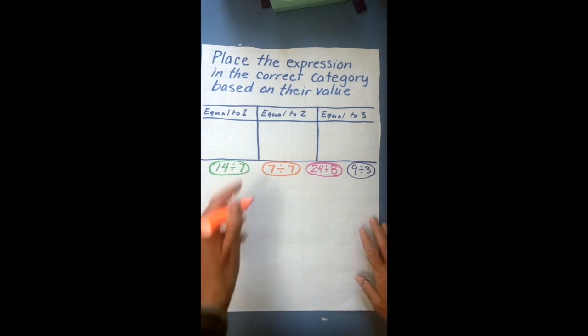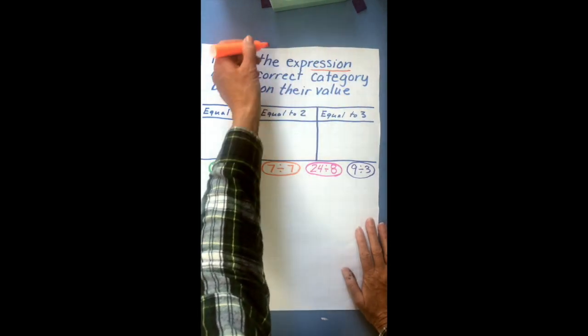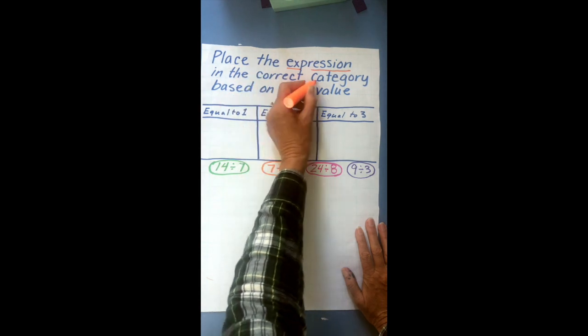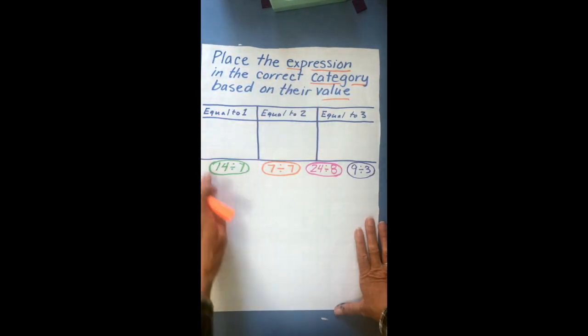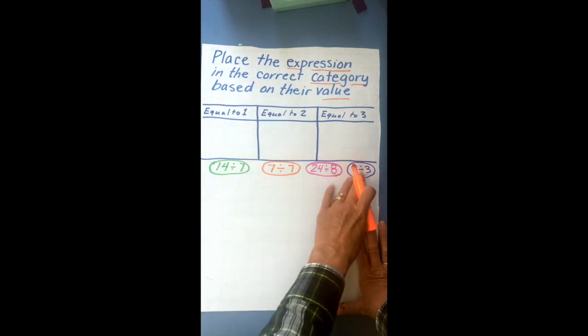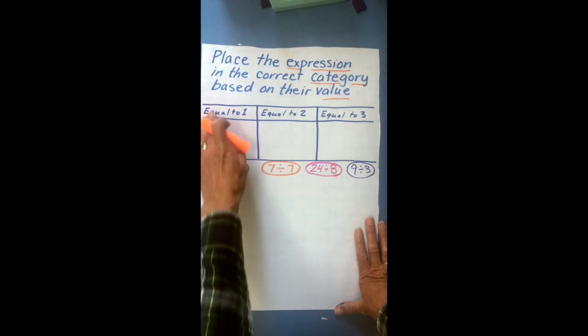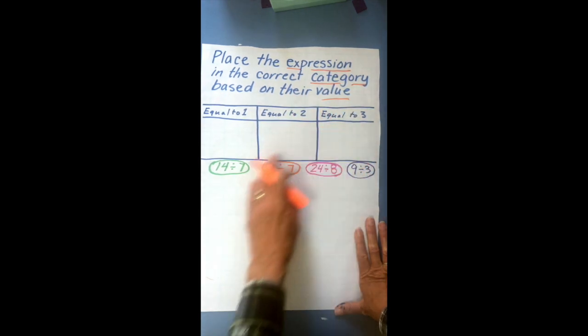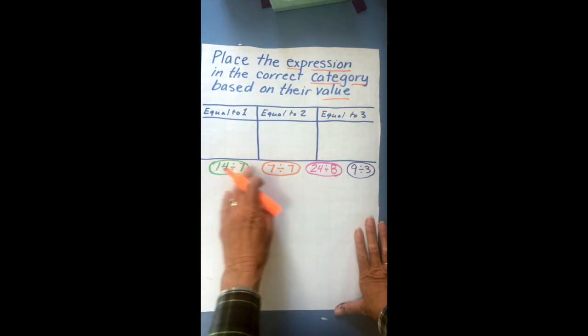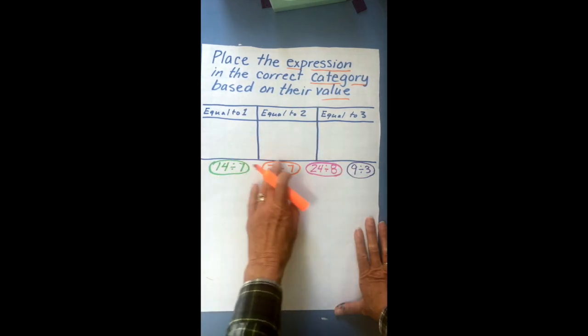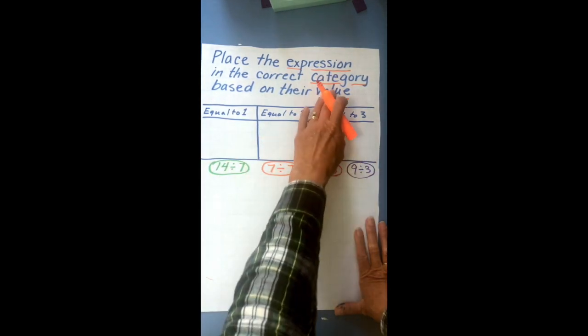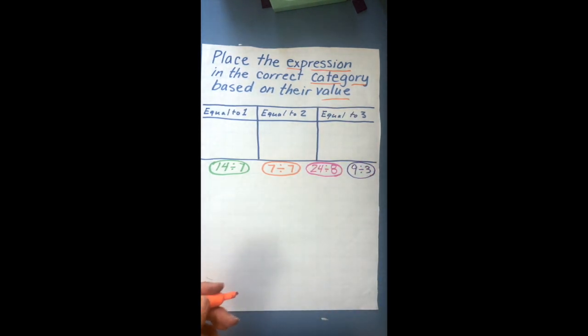All right. So this one right here is the last one I'm going to do. It says place the expression in the correct category based on their value. Remember, expression means just without an equal sign. These are the categories. It's saying which one of these is equal to 1, 2, or 3, and their value is just their quotient or their answer. Okay, so I'm going to do the green one first.